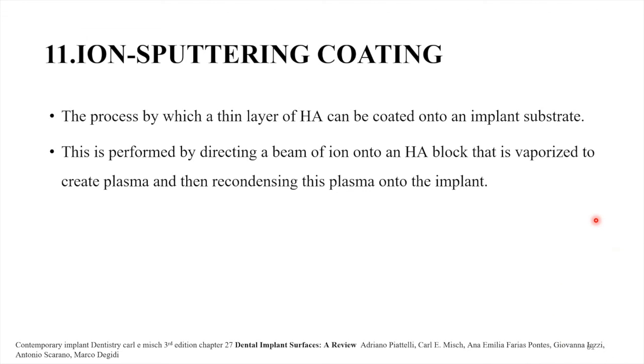Coming to ion sputtering coating. So sputtering is a process by which, in a vacuum chamber, the atoms or the molecules of a material are ejected from a target by bombardment with a high energy ion.